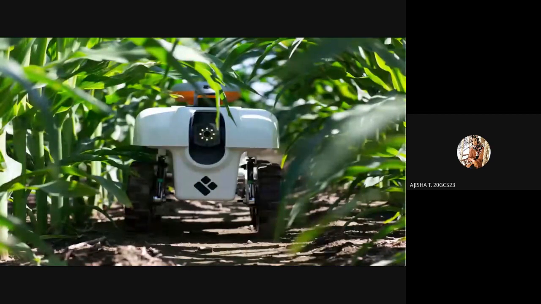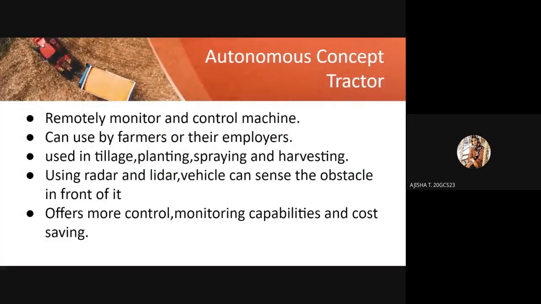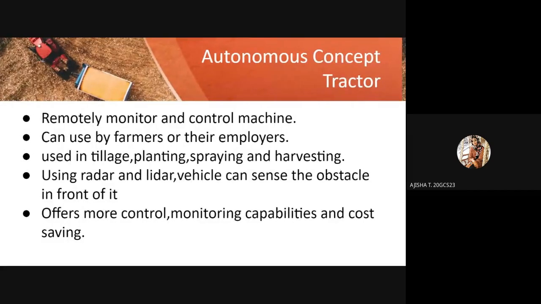So our next technology is the autonomous concept tractor. In many parts of the world, finding skilled labor during peak season is a constant challenge. To solve this problem, Case IH unveiled an autonomous concept tractor which is cableless. It can be remotely monitored and controlled by farmers or their employees. It is used in tilling, planting, spraying, and harvesting. Through the use of LIDAR, radar, and onboard video cameras, the vehicle can sense obstacles in front of it without the help of anyone. It offers more control, monitoring capabilities, and cost saving. Here is the picture of the autonomous concept tractor.